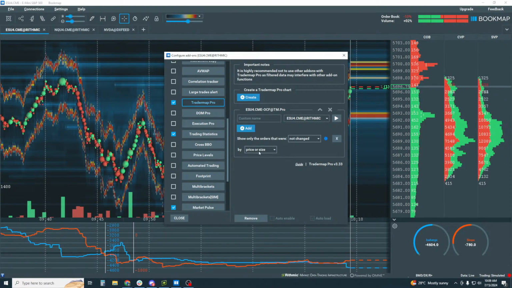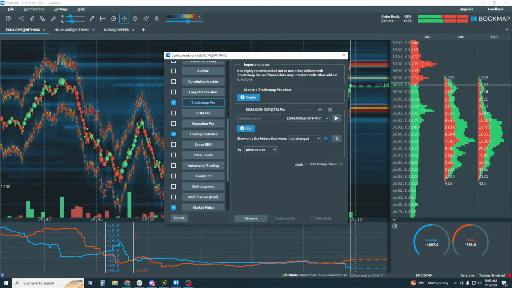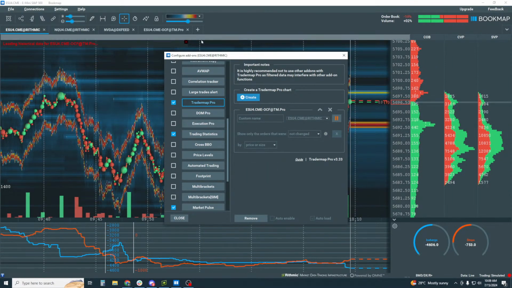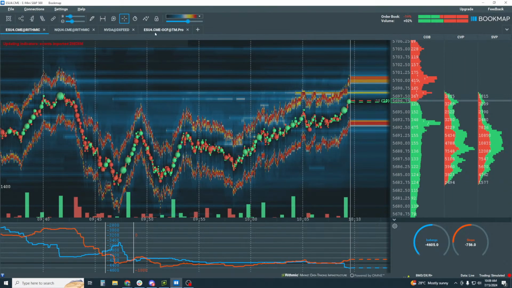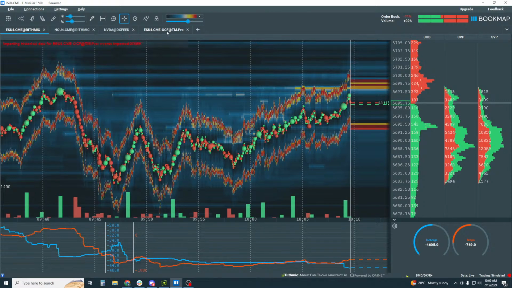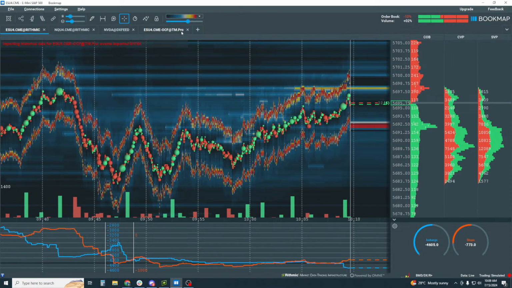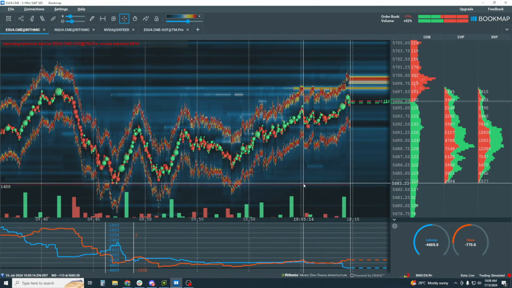You can filter by price or by size, and you can also select price and size individually. That's all you need to do. Click play, and it opens a new synthetic instrument that you can see. It's ESU4 CME dash order change filter at Trader Map Pro, and it will load that data for us right now.